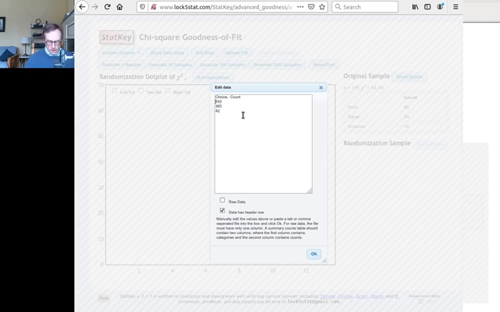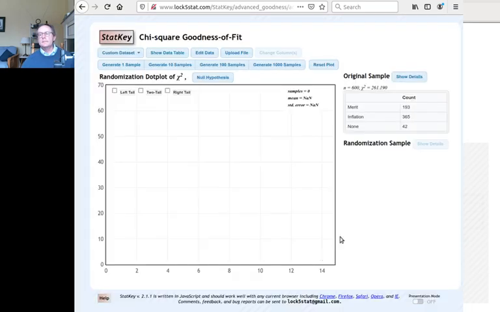So this is merit, inflation, and no raise, none. Okay, looks like I did that right. 193, 365, 42. And up there is the chi-squared number 261.190. So that's exactly like the z-score or the t-score. I'm just simply going to punch that fella in, 261.190.